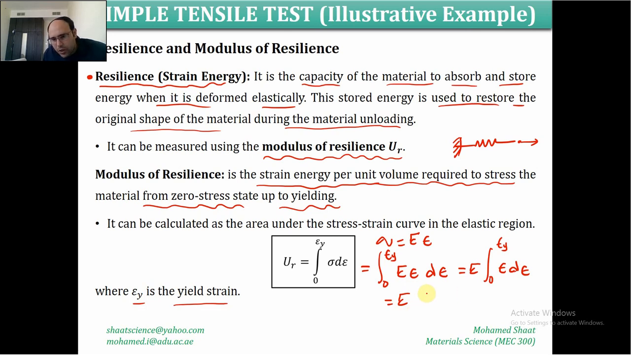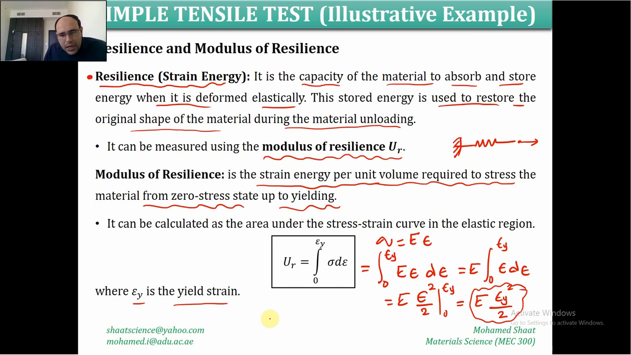So the integration of epsilon, with E being constant, gives epsilon squared divided by 2. You increase the exponent and divide over the new exponent, and the limits of the integration are from 0 to epsilon y. So if you do the substitution, this is going to give us E times epsilon y squared divided by 2. This gives us how the modulus of resilience is calculated in terms of the elastic modulus and the strain at the yield point.